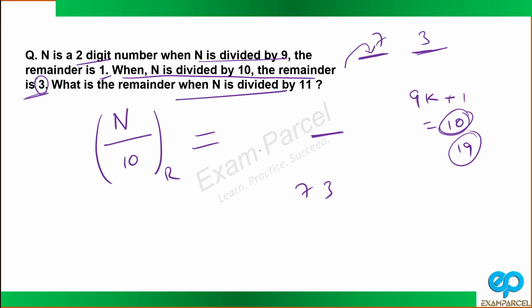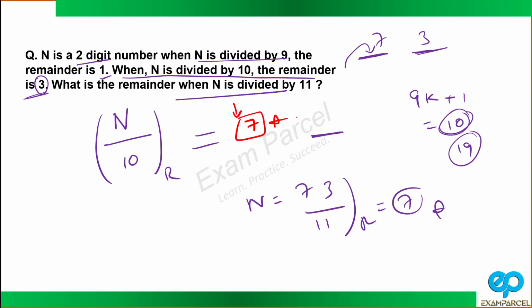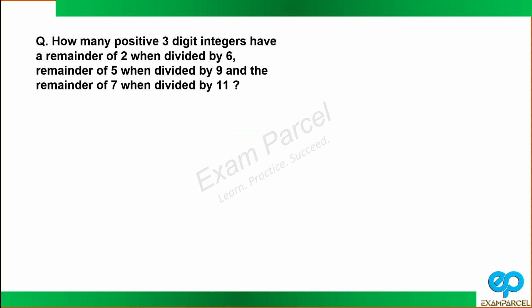Now what is the remainder when n is divided by 11? So n is equal to 73. If I divide by 11, what will be the remainder? 11 into 6, 66. So 7. 7 is the remainder. Okay. So finally the correct answer is 7. The correct answer is 7. So this was an easy question.